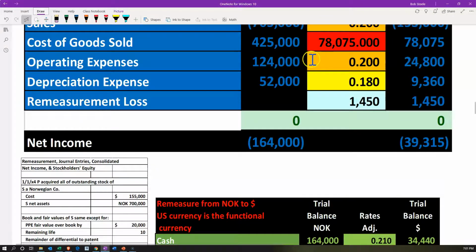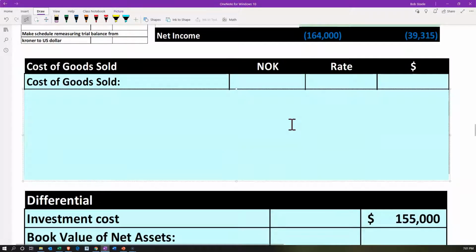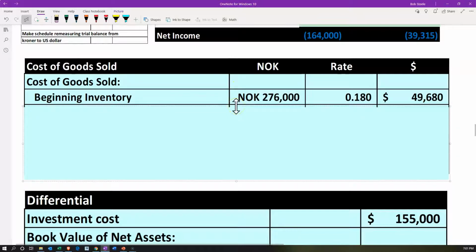So now let's do the calculation for the 78,075, the cost of goods sold. How are we going to get that red number there? We're going to do the cost of goods sold calculation in the foreign currency, and then we'll use our rates on the components of the calculation that we think are applicable. So we're going to take the beginning inventory number, which is the 276,000.